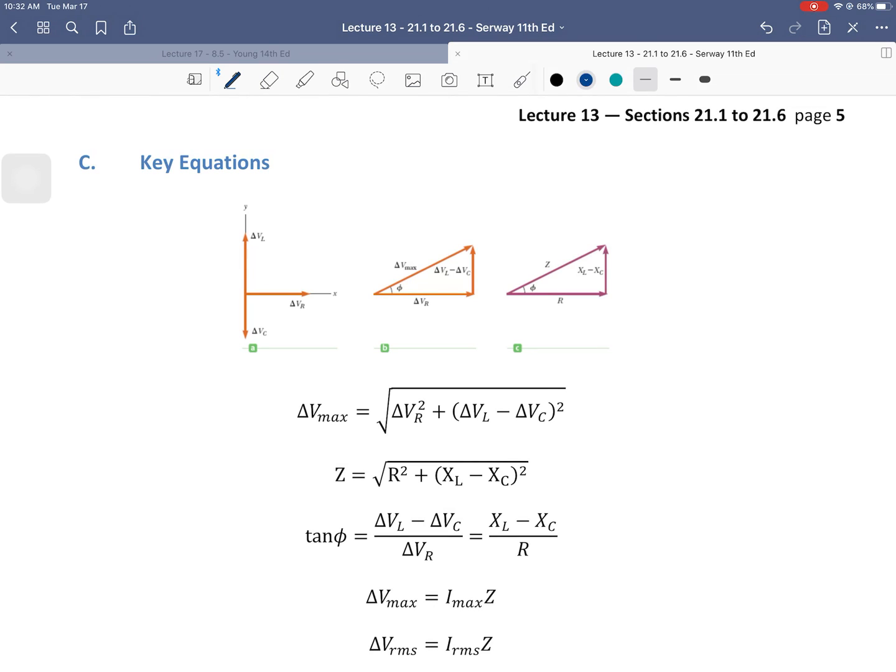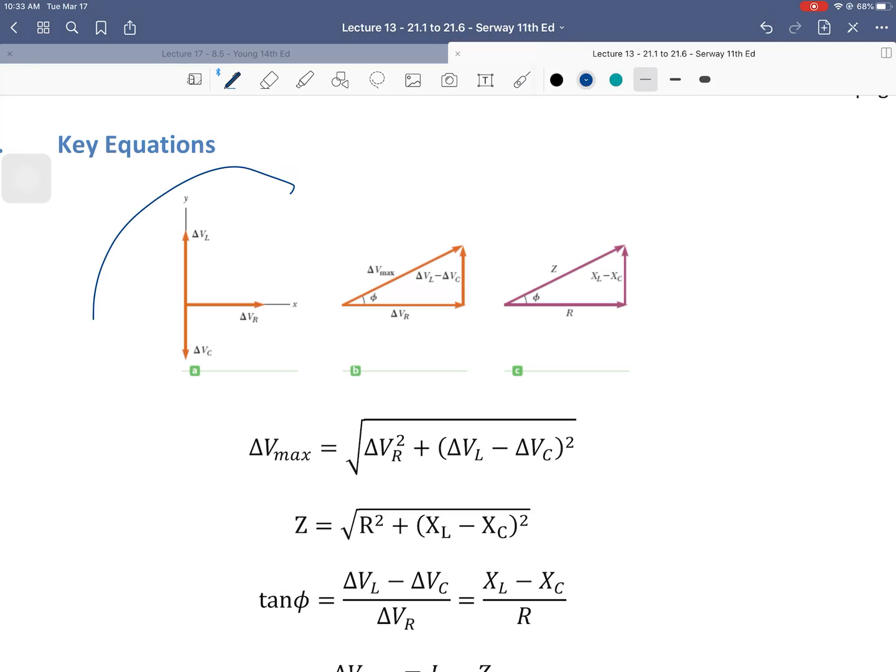Okay, so if we look at our diagrams up top, these are really similar to the diagrams that were on the previous page, the page that included the key terms. These are just showing the phasors again. All right, so we've got our voltage across the resistor, voltage across the inductor, voltage across the capacitor. We've got our appropriate phase angles, one positive for the inductor, one negative for the capacitor. We see then here that we've got our phase angle clearly shown with our right triangle.